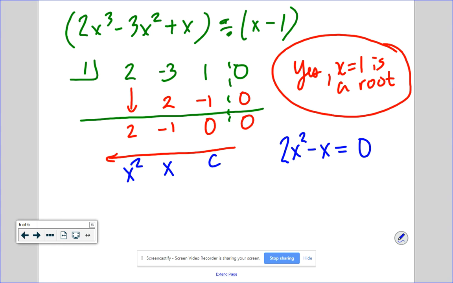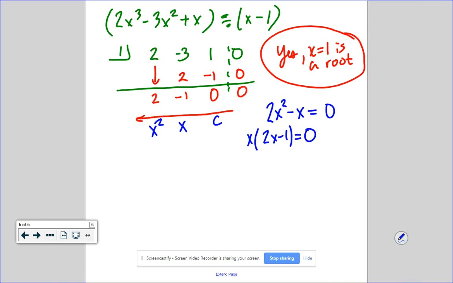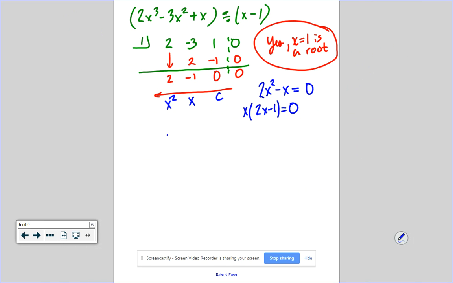Why do I not have to have a third term there? Because it's 0. How do I factor something that has 2 terms? Take out an x, what they have in common. So I pull an x out, and I get 2x minus 1. Can I do any more factoring to that? No. So what do I have to do to those 2? Just set them equal to 0.